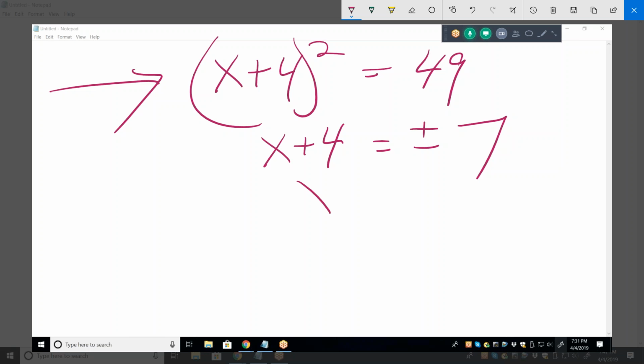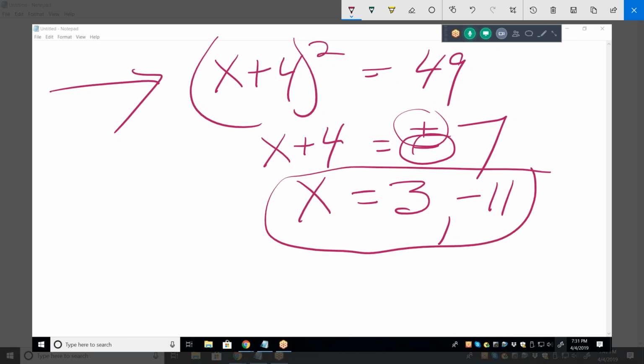So what's x equal to? If x plus 4 equals plus or minus 7, do that one first. Okay, so it'd be 3, and it would also be negative, sorry, negative 11. Both of those answers are correct. That is your final answer.